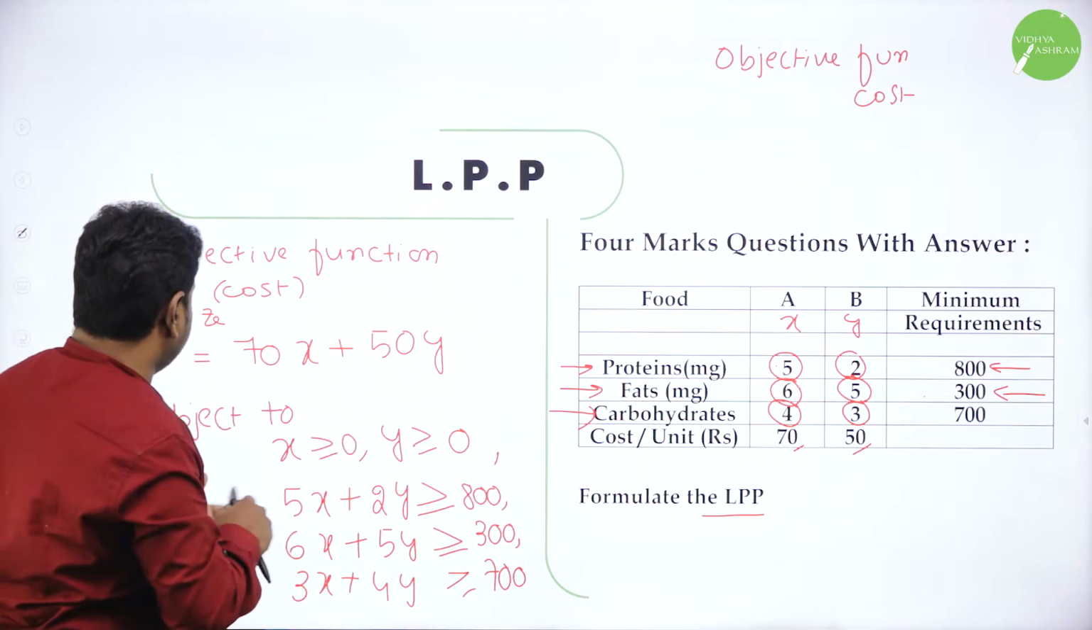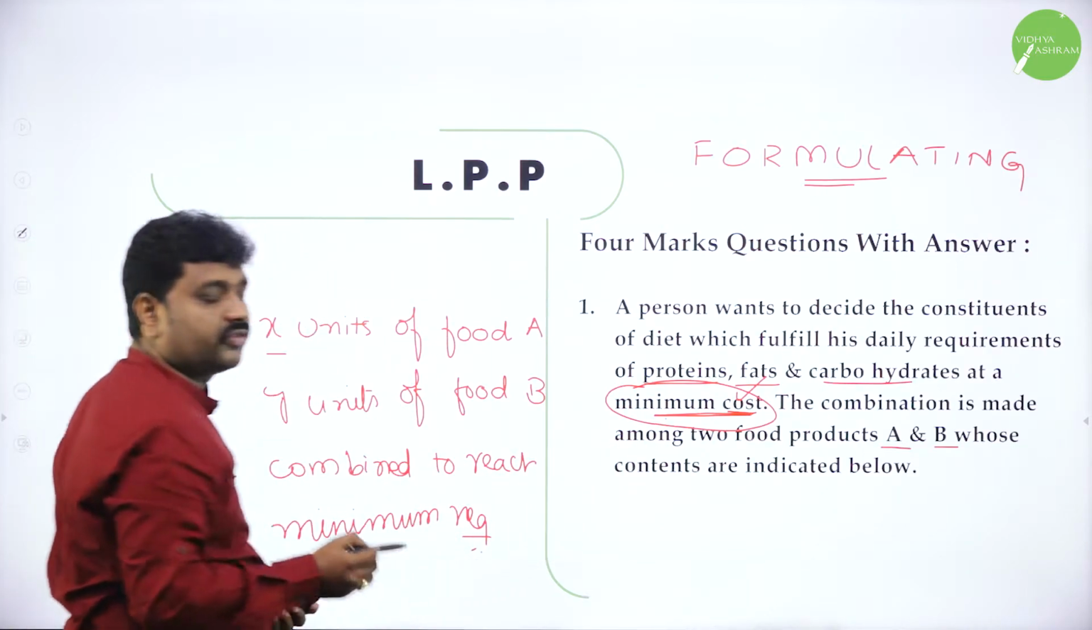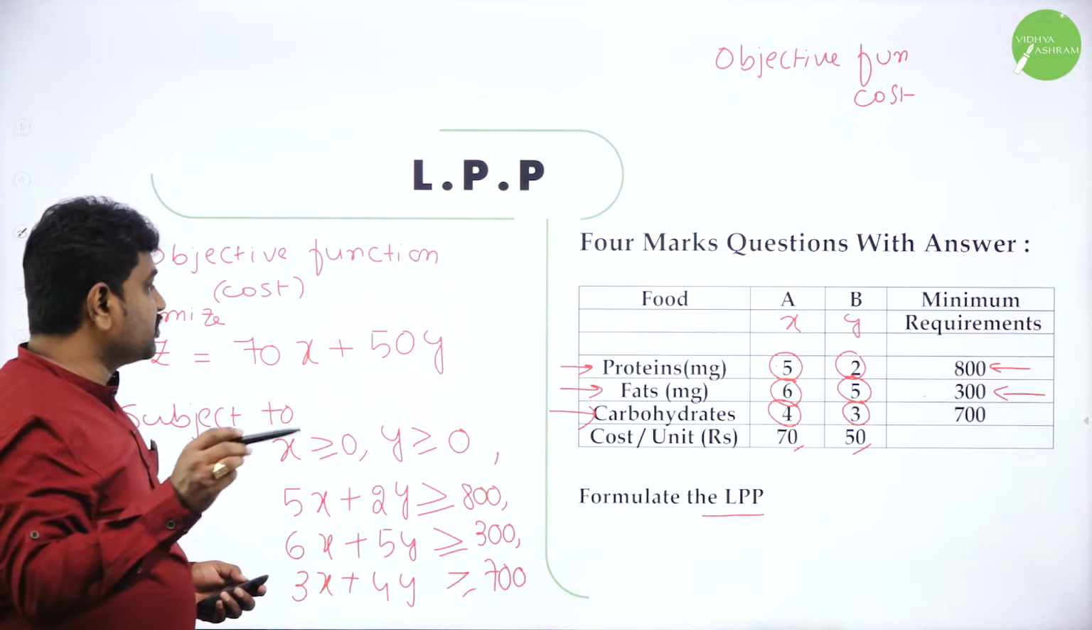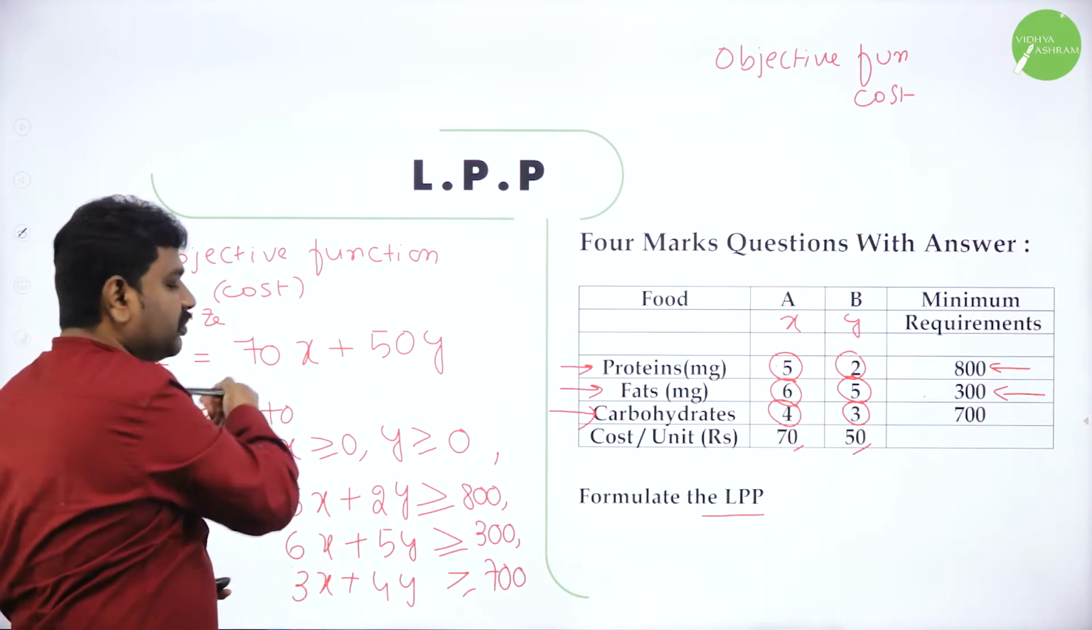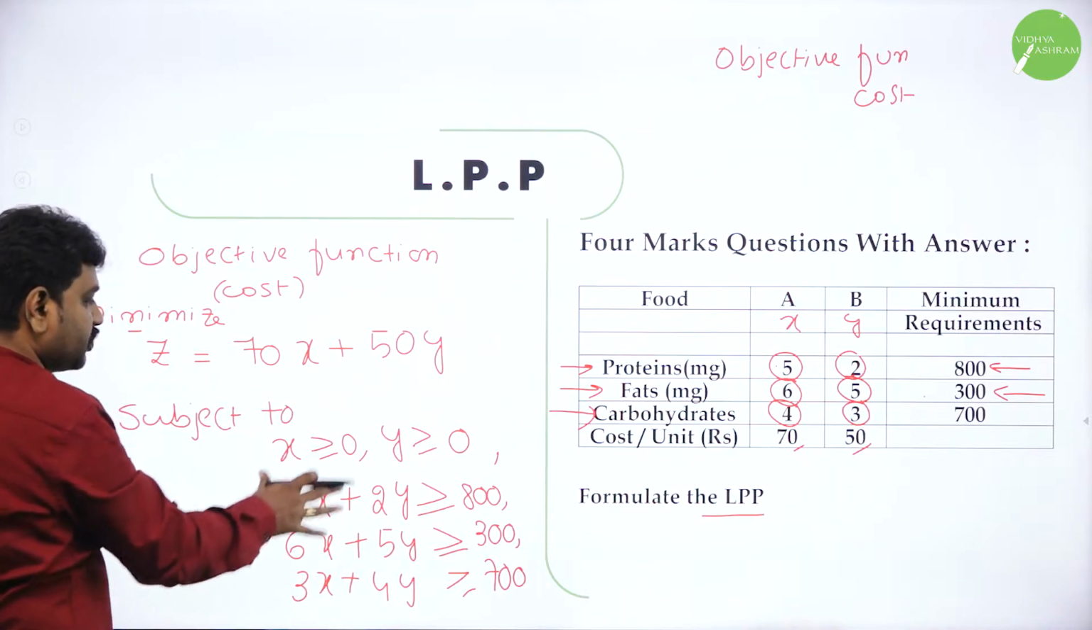This is the cost, and we should minimize. I am writing minimize because they want you to minimize. Find the minimum cost. Sometimes they'll ask for maximum profit, then you should write maximize. First you write the objective function, we wrote it. Then subject to conditions. What are the conditions?